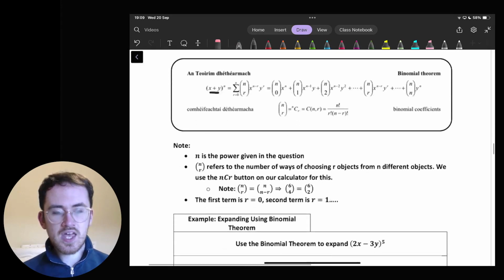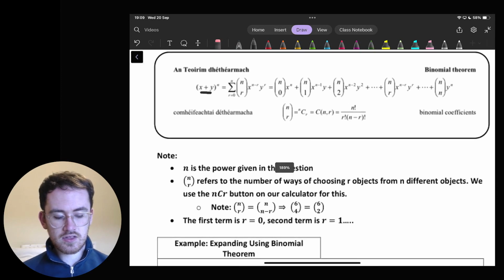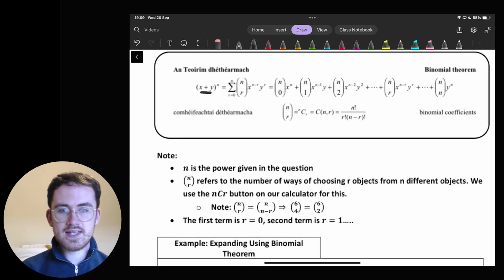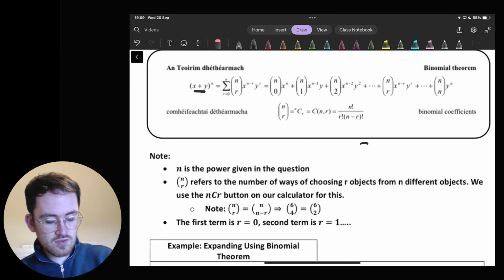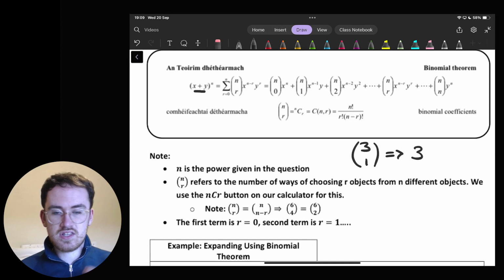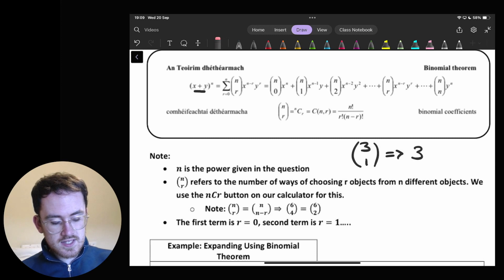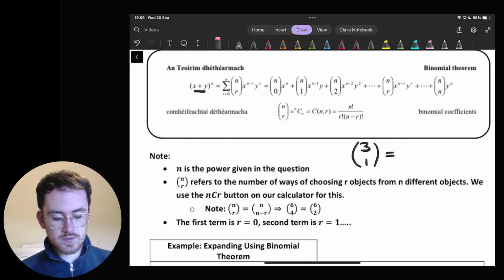If we quickly go through some of these notes here, n is the power given in the question. So when applying our theorem, n will be given in the question, whatever the value is. This n over r, the n choose r, refers to the number of ways of choosing r objects from n different objects. For example, if I had 3 objects, how many different ways could I choose one object from 3 objects? Well, obviously 3 different ways, if I was just to pick each of the 3 different ones. If I had 3 objects, how many different ways could I choose 3 objects? Well, then of course it's only one. There's only one way that I could do that. So that's what we're looking at in terms of what this operator means.